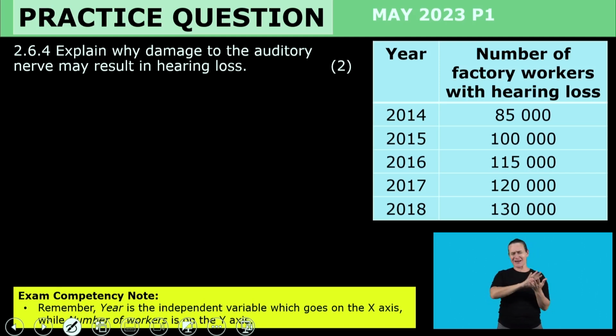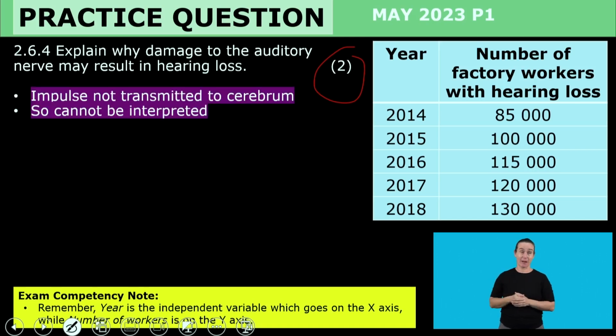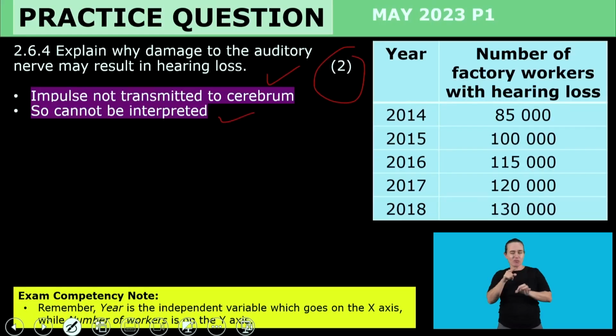264. Explain why damage to the auditory nerve may result in hearing loss. Everybody knows by now that for 2 marks, we know the function of the auditory nerve. So if it is damaged, what will happen? Definitely it means that there will be a challenge with taking the impulses to the brain. Impulses not transmitted to the cerebrum, not cerebellum but cerebrum, and then cannot be interpreted. That is why the person will not be able to hear.